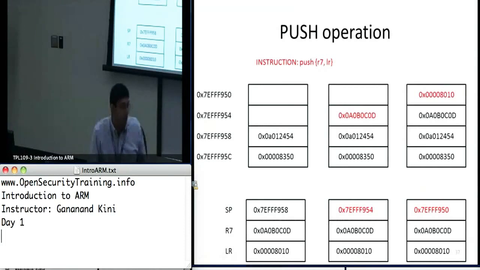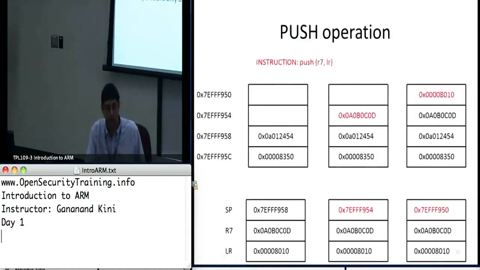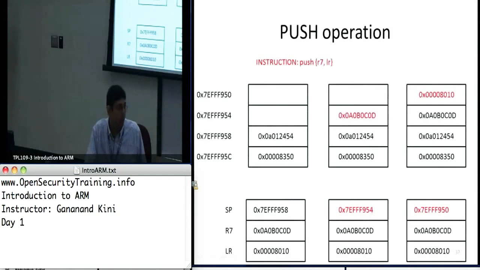Pop works the same way, but in reverse. It pops off the value at the highest memory address back into a register, and the same thing with the next element. It goes in reverse order and pops the elements back into the registers. I'd mentioned before that ARM uses a load store architecture, so you have to load from memory into the registers, and push and pop is one way of doing it.